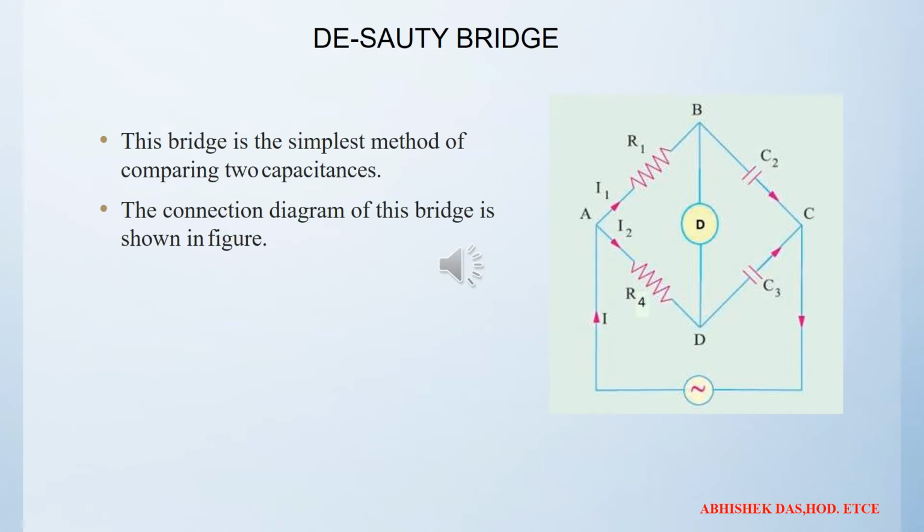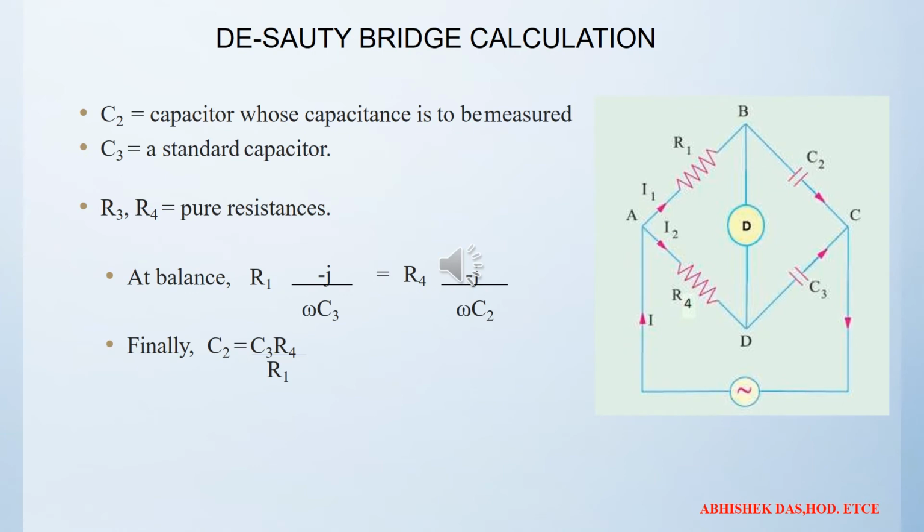This is a de Sauty bridge. This bridge is the simplest method of comparing two capacitances, and from there we can calculate the value of the capacitance. And here you can see the different equations. From the equation we can calculate the unknown capacitance C2, because C2 is the unknown capacitance, C3 is the standard capacitor, and R3 and R4 are pure resistances. Same method.